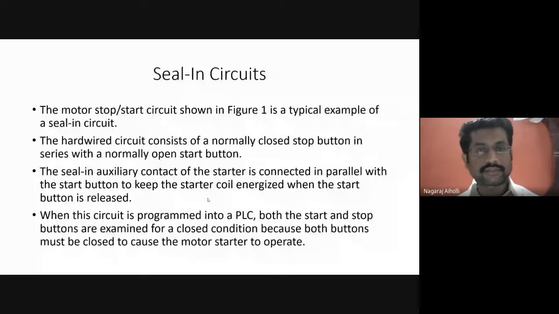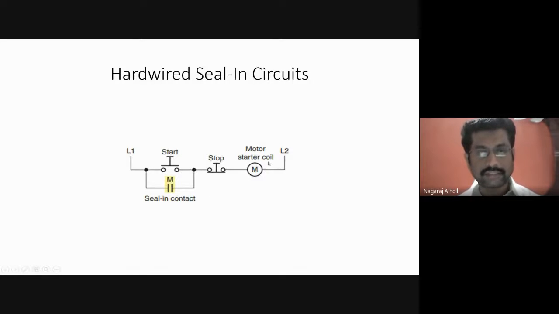The motor stop or start circuit shown in figure 1 is an example of a seal-in circuit. This is the line L1 and L2 line voltages. This is the start switch, which is normally open, and when the switch is pressed, it goes to the closed position. This stop is in the normally closed position. When it is energized, it will be open. This is start, this is stop.